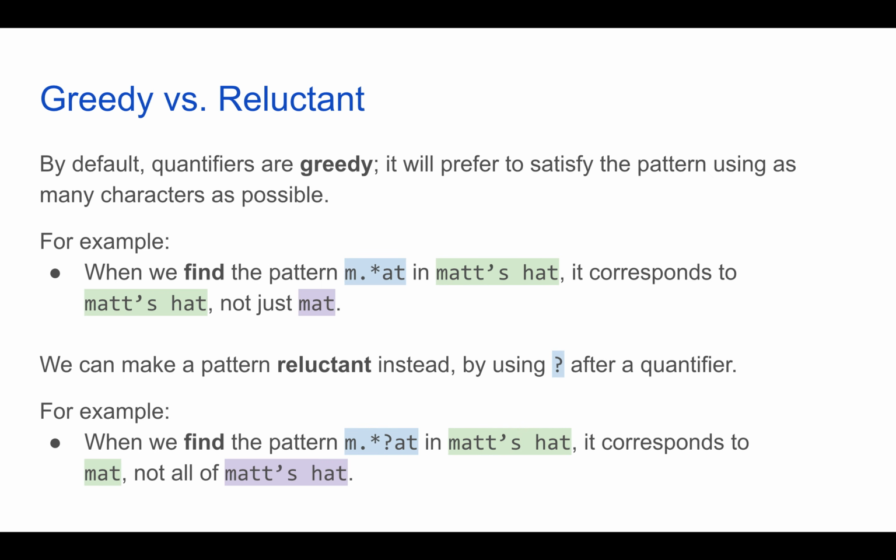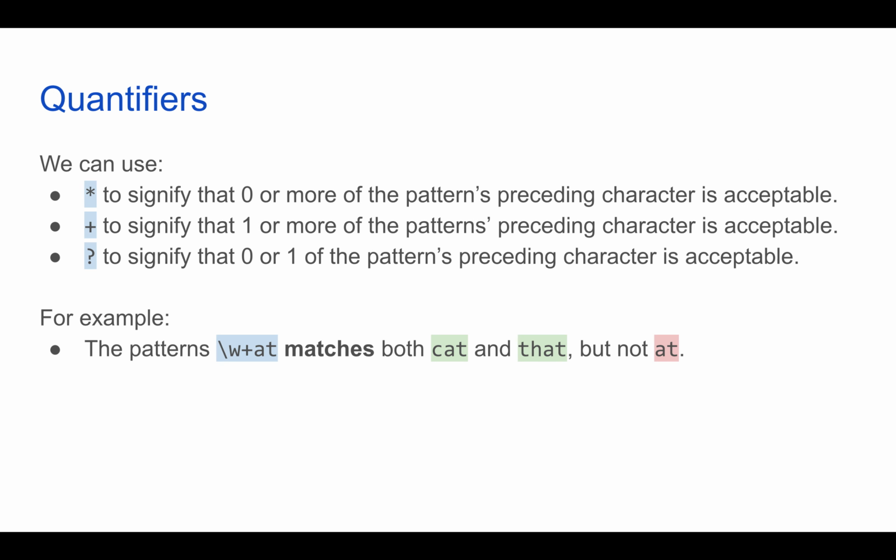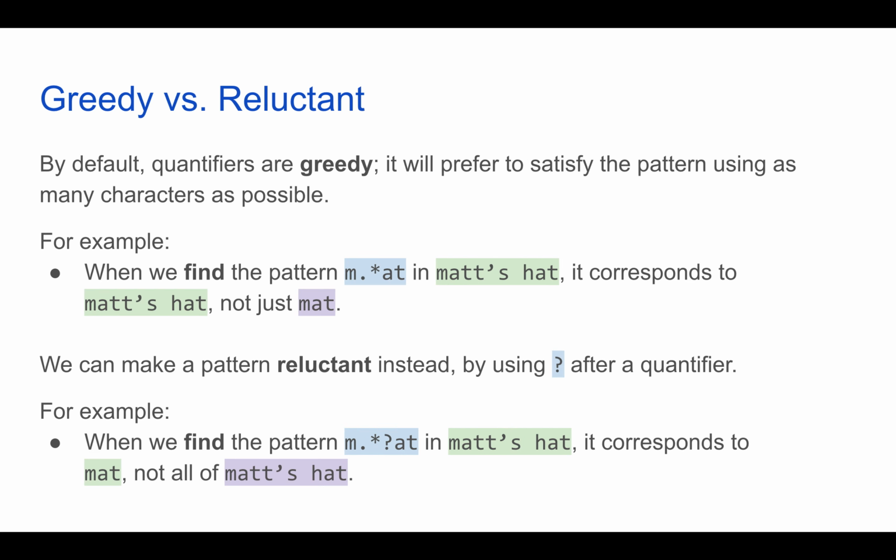Okay, here's an important concept: greedy versus reluctant. By default, quantifiers, so what are quantifiers? Quantifiers are these things that we just saw, these multipliers, right? By default, they're greedy. So that means it will prefer to satisfy the pattern using as many characters as possible. They're super hungry, they just want to eat as many characters as possible.